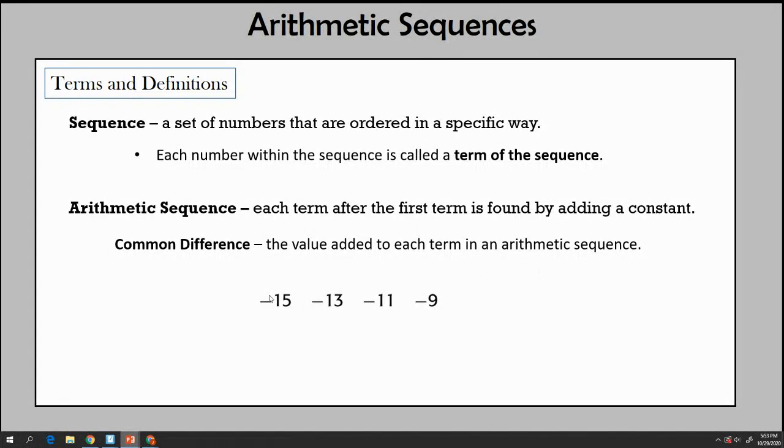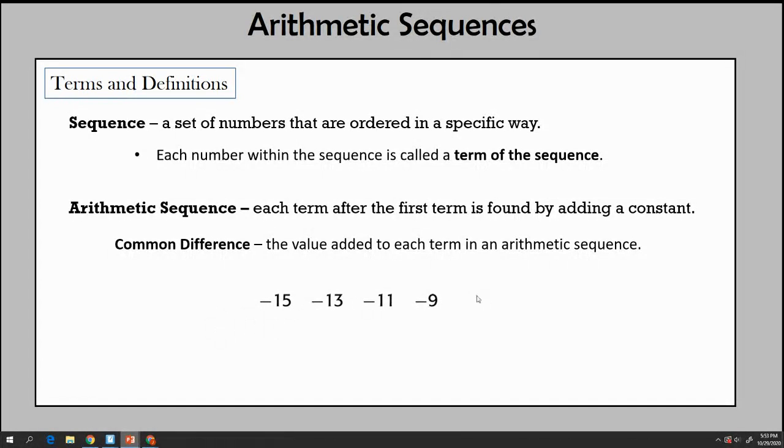Okay, so for example, let's say you were given this set of numbers. Negative 15 is the first term in the sequence. Negative 13 is the second term in the sequence. Negative 11 is the third term, and negative 9 is the fourth term. Then the fifth term comes after that, and the sixth term, and so on.